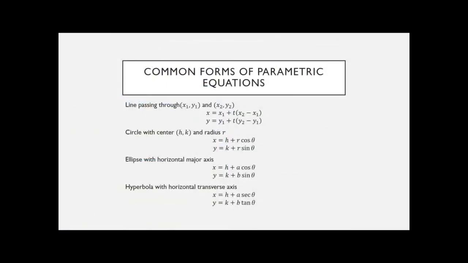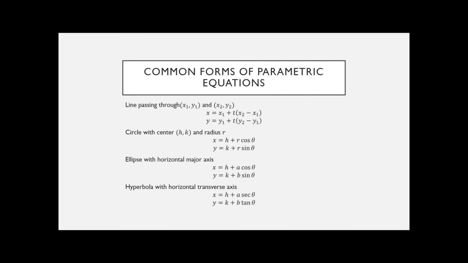So this is my last slide, and this is just common forms of parametric equations so that you're not guessing how to write it. For lines, you basically use point slope form in a way to get your equation where your slope is t. Or you can think of your slope as the difference between the two x values or two y values, but that's how you would parameterize equations of a line.